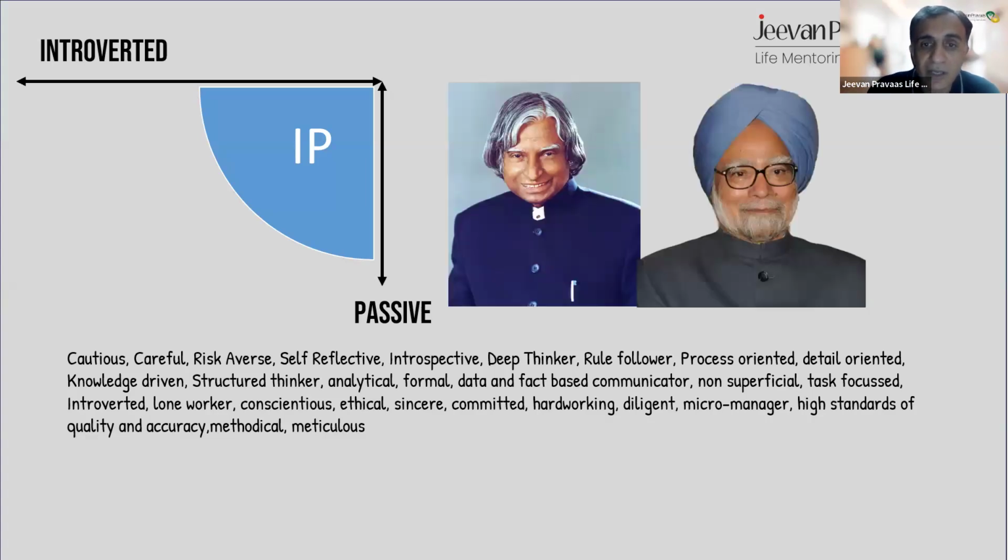Right? So if you look at who the people here are, I've just given examples which will give a good picture of what we are talking about. Abdul Kalam is a space scientist. Manmohan Singh is an economist. Deep guys. That's how they are where they are, and how they reached where they reached. Is this quadrant clear? Any questions here?